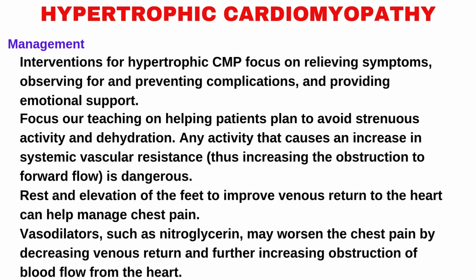Interventions for hypertrophic cardiomyopathy focus on relieving symptoms, observing for and preventing complications, and providing emotional support. Focus teaching on helping patients plan to avoid strenuous activity and dehydration. Any activity that causes an increase in systemic vascular resistance is dangerous. Rest and elevation of the feet to improve venous return to the heart can help manage chest pain. Vasodilators such as nitroglycerin may worsen the chest pain by decreasing venous return and further increasing obstruction of blood flow from the heart.